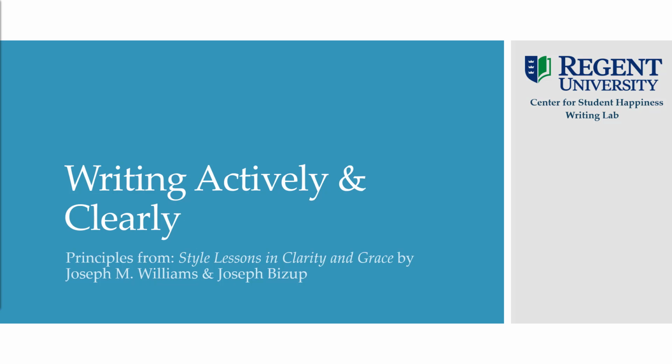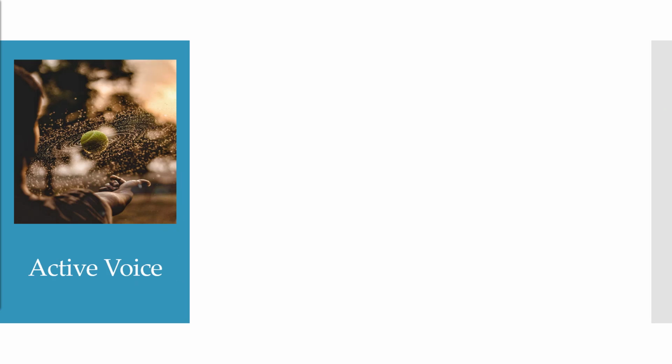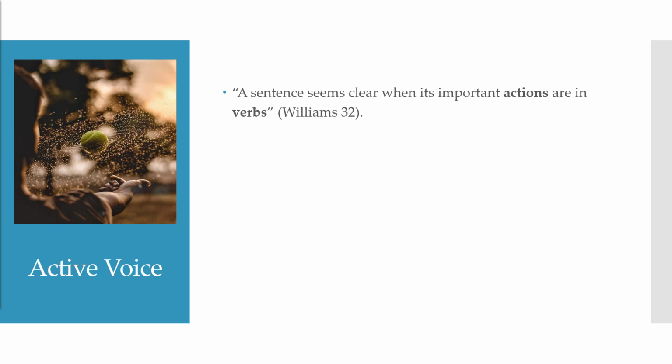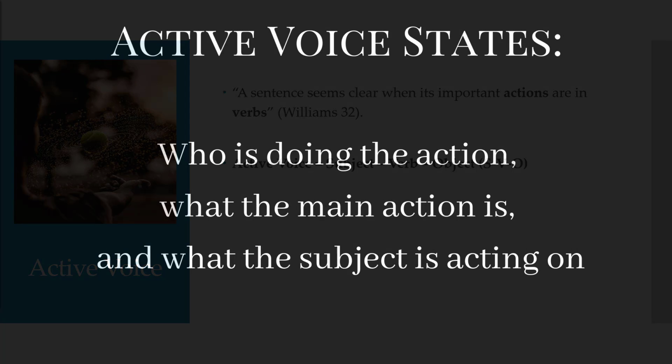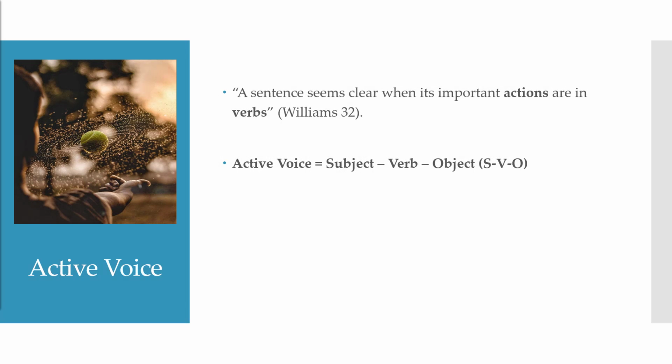When you're writing an academic paper, you'll want to focus on using the active voice. You'll write actively to present your ideas more clearly and concisely than in the passive voice. So how do you write actively? You'll place the subjects first, then the verb, and finally the object. Active voice states who is doing the action, what the main action is, and what the subject is acting on. Active voice uses the most important actions in a sentence as the verbs.